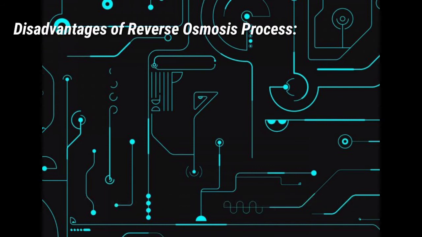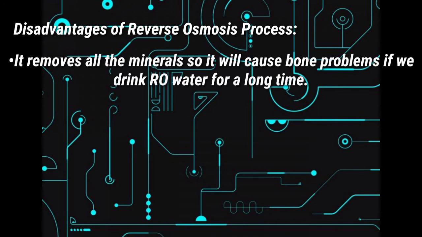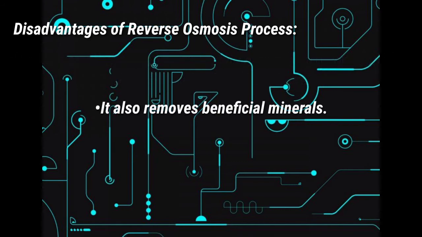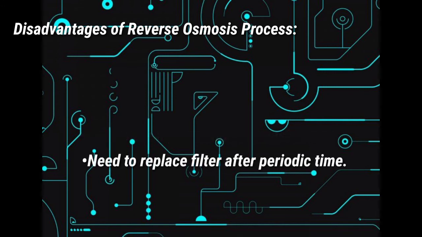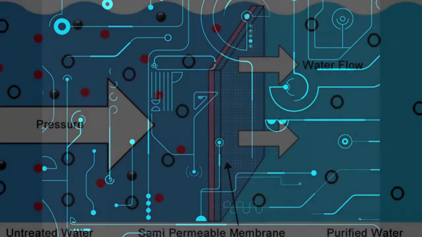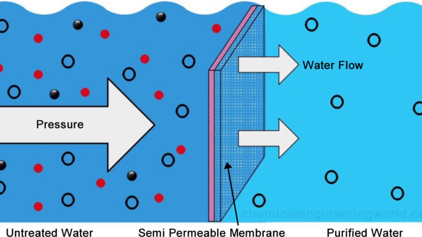So there are 4 points to describe this process's disadvantages. The first point is it removes all the minerals, so it will cause bone problems if we drink RO water for a long time. It also removes beneficial minerals. It rejects a high quantity of wastewater. The filter needs to be replaced after a periodic time. So these are the advantages and disadvantages of the reverse osmosis process.